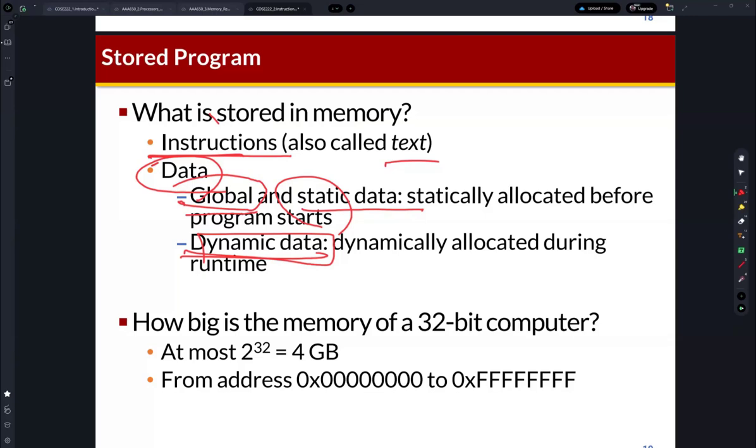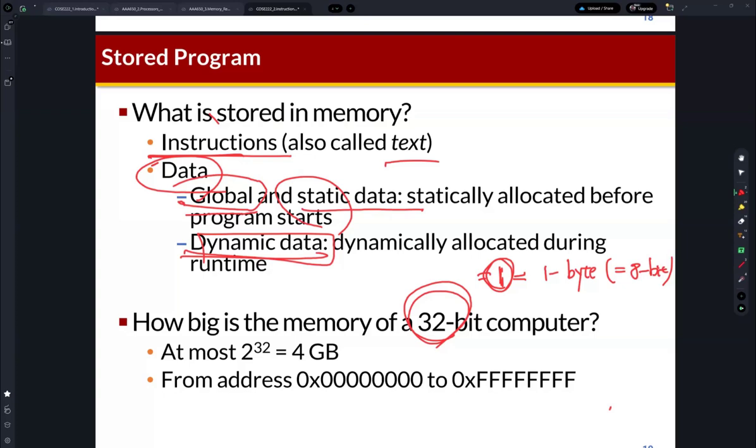Okay, and then this is the last topic. How can you calculate the memory size? How big is the memory of a 32-bit computer? We learned that we can access data in memory using an address. Then the address is mapped to the memory space, right? Then what is the size of address 1? It's 1 byte. It is equivalent to 8 bits.